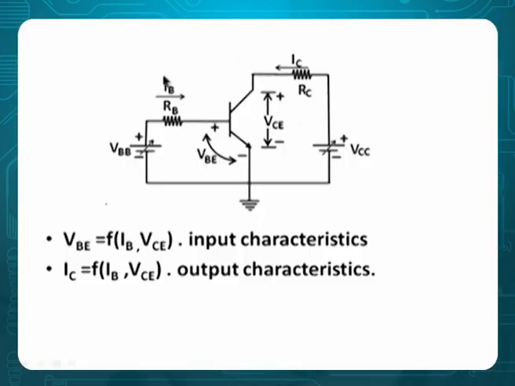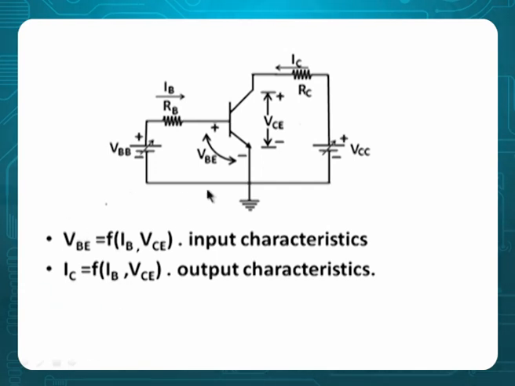Now look at the characteristics here. CB, emitter is common, forward bias, reverse bias. Then this NPN transistor, P to P, N to P. This is reverse, this is forward. Now when you talk about RB and IB, IC here, what is the characteristic equation? VBE is a function of IB and VCE. IC is a function of IB and VCE. This is the characteristics here.